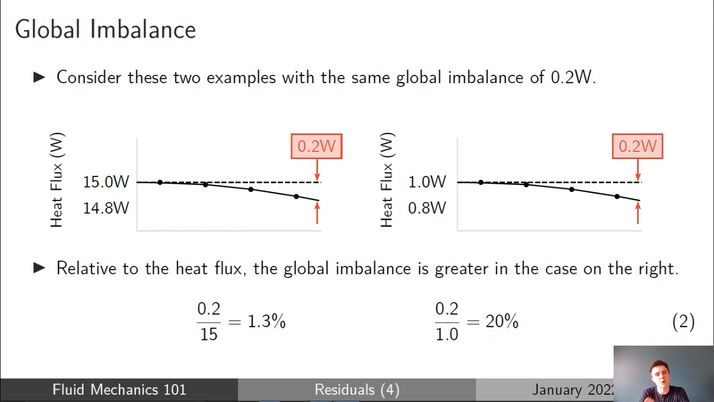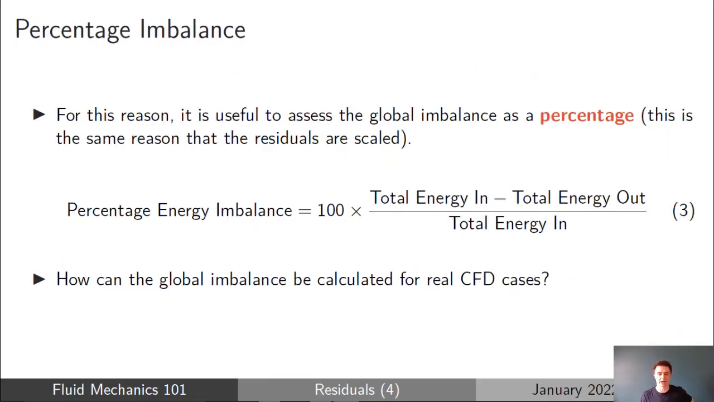So in the same way as the residuals and the imbalance, it's important that we express the global imbalance relative to the flux of the quantity going through the domain. So I'm taking that same example again. And this is why many CFD codes like ANSYS CFX, for example, when the global imbalance is available, it's often expressed as a percentage. And the way you'd calculate that for the energy equation, of course, would be the total energy in minus the total energy out, and then divided by the total energy in. And that will give you a percentage imbalance.